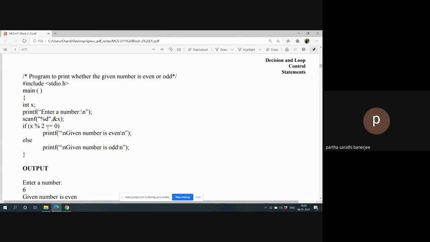So is it even or odd? 5 modulo 2 is equal to 1, so it is odd. The condition is not true, so it will come into the else part.